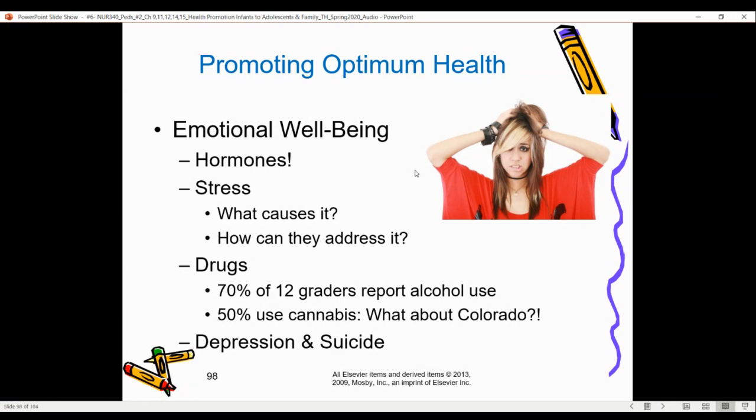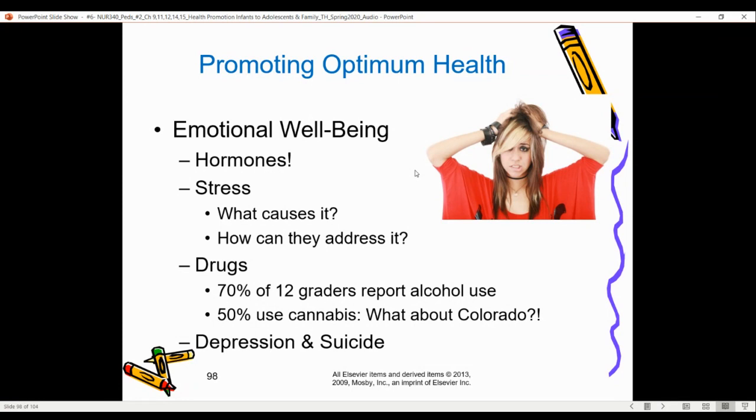So we have to think about those kind of things. Journaling is great, taking a bubble bath is great, not drinking a whole bottle of wine, but you know, a little bit here and there. Socializing with friends is a great stress reliever. Exercise is a great stress reliever. So we want to help give them those resources and figure out what helps them deal with their stress.